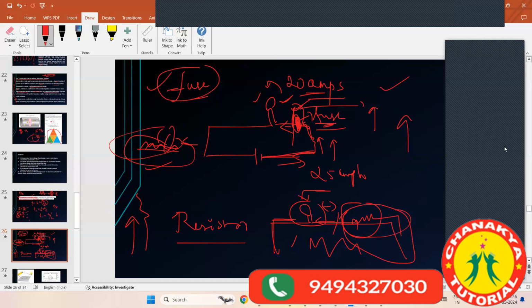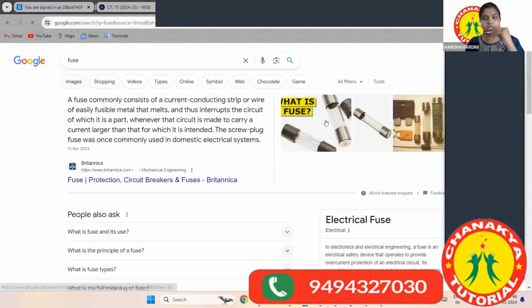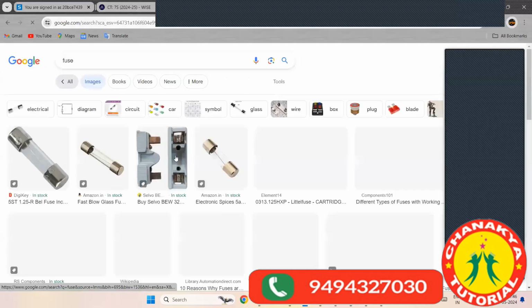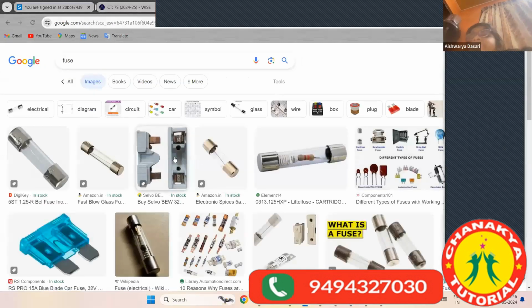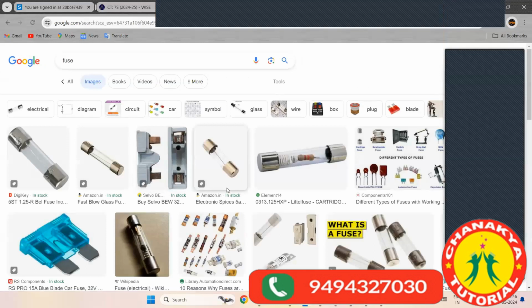My Zoom is stuck. Ma'am, is this the resistor? The resistor is here. So this is the fuse actually, if you want to see. This is the fuse. Ma'am, how does electricity pass through this thing?